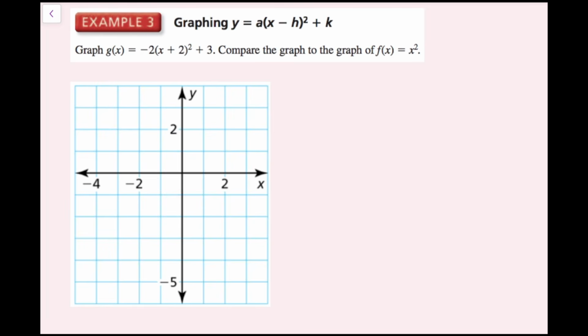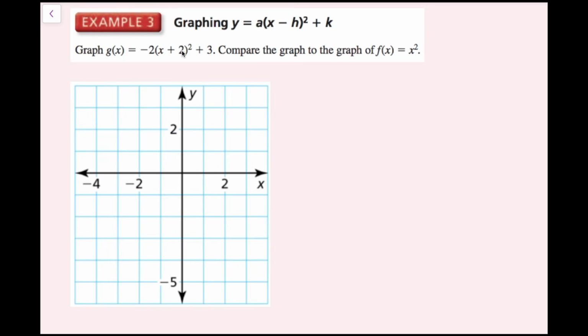For example 3, we're going to graph g of x equals negative 2 times the quantity x plus 2 all squared and then plus 3. And then we're going to compare that to the parent function of f of x equals x squared. So the first thing we always want to do is identify our vertex. And our vertex here is going to be negative 2 comma 3, because to figure out the x value of the vertex, you just take whatever is inside of these parentheses and set it equal to 0.